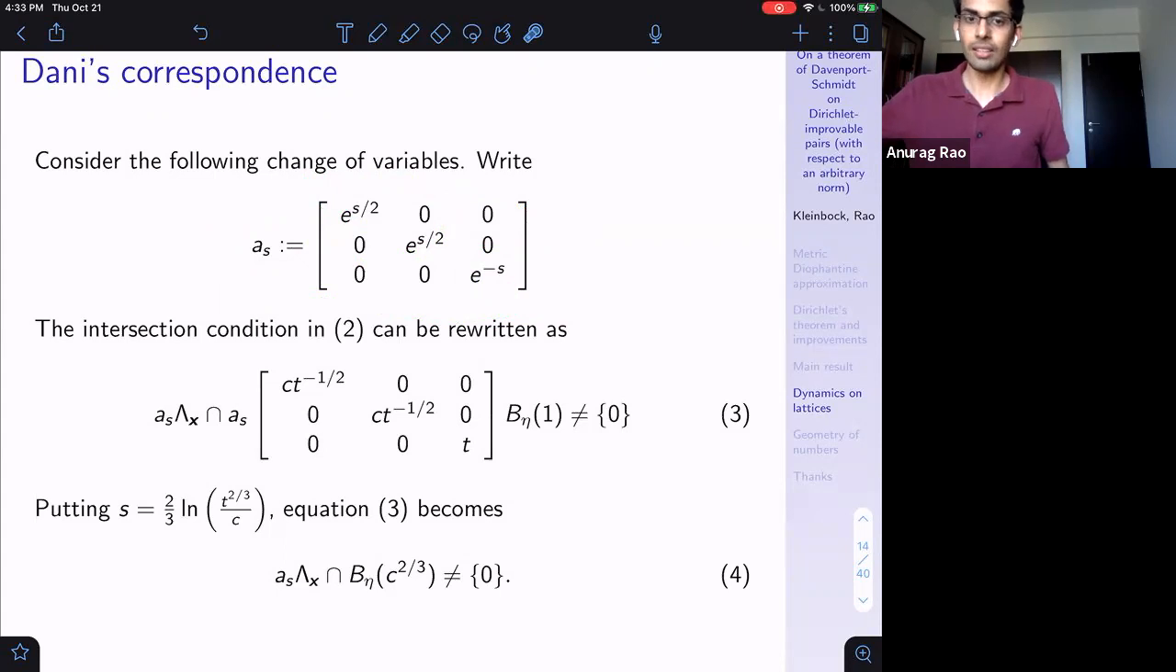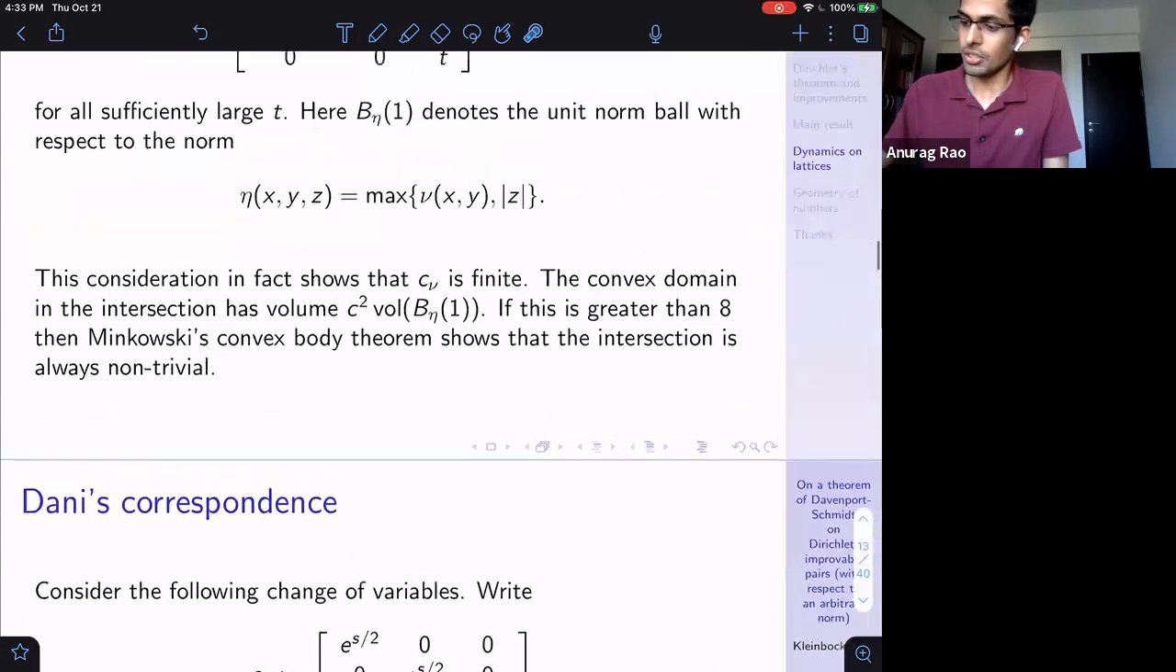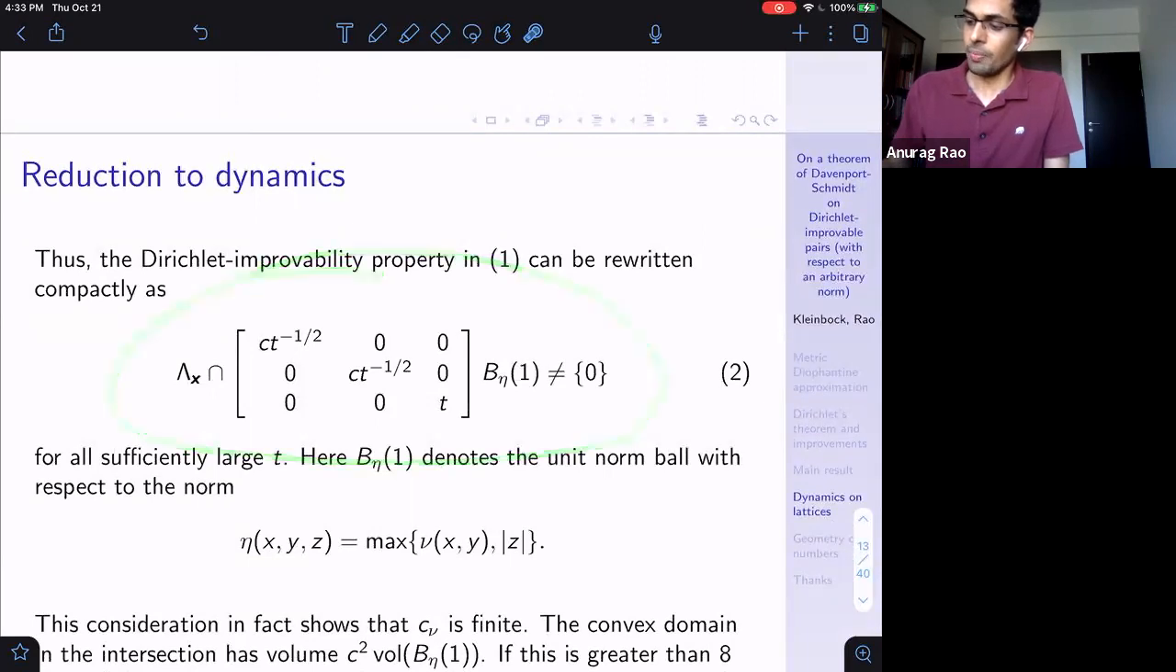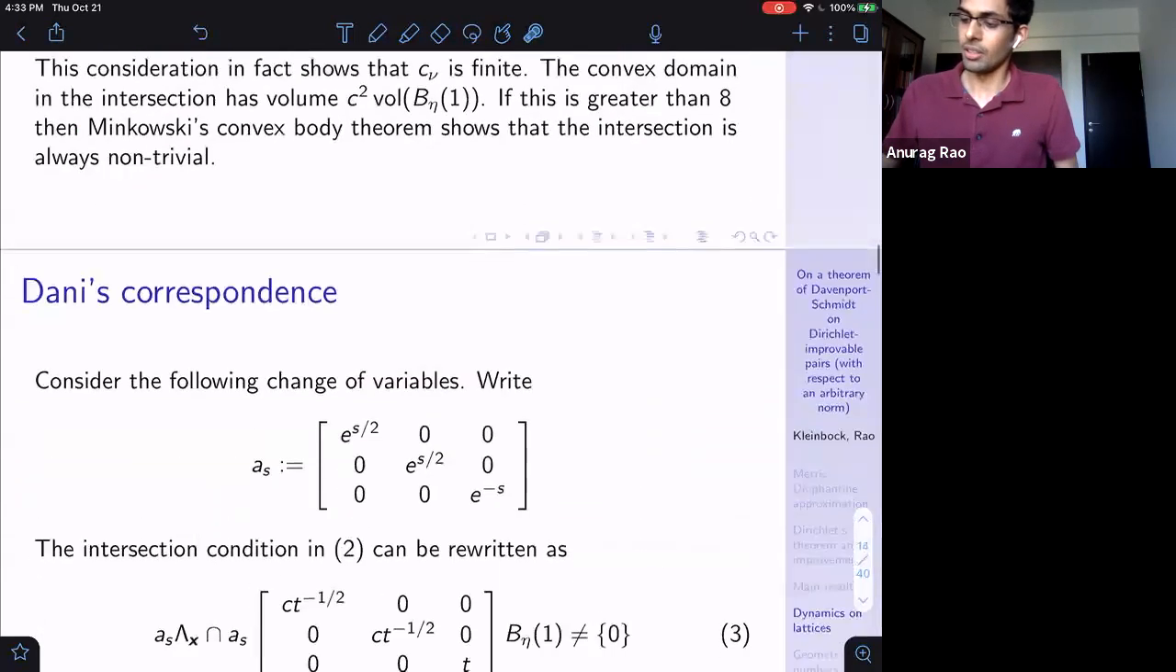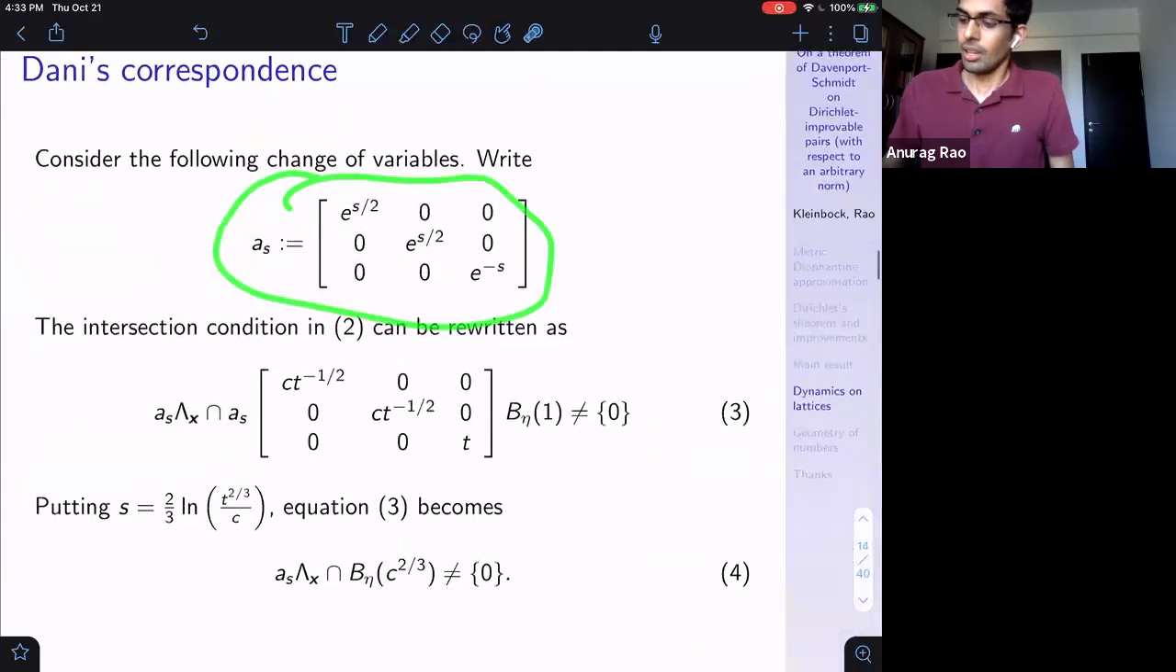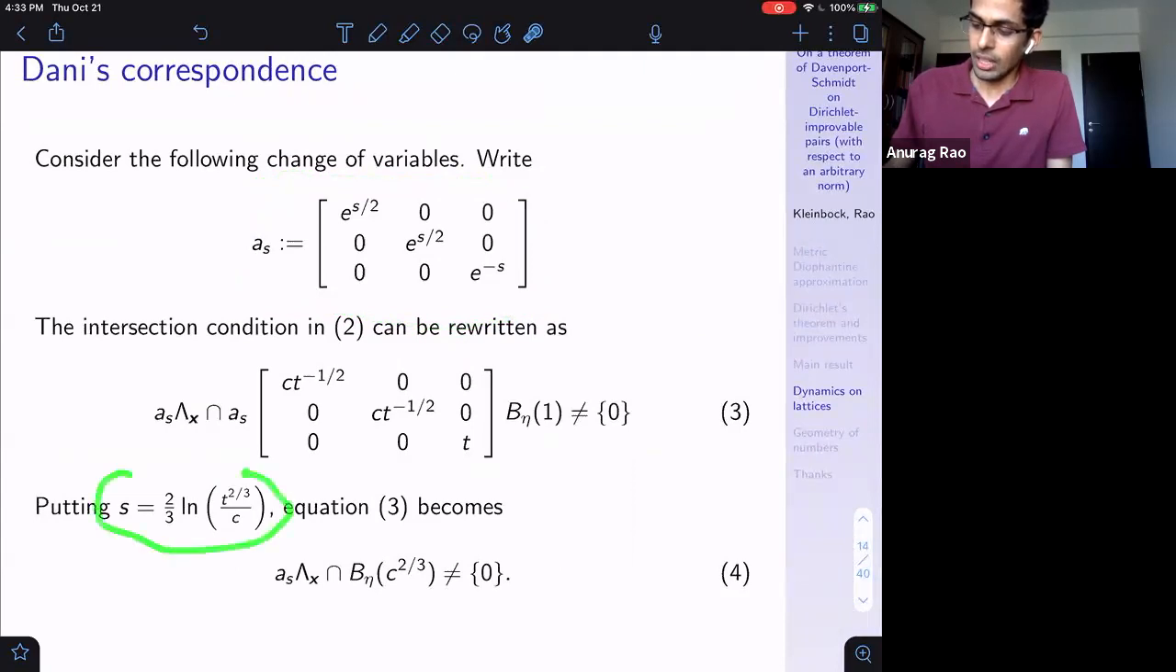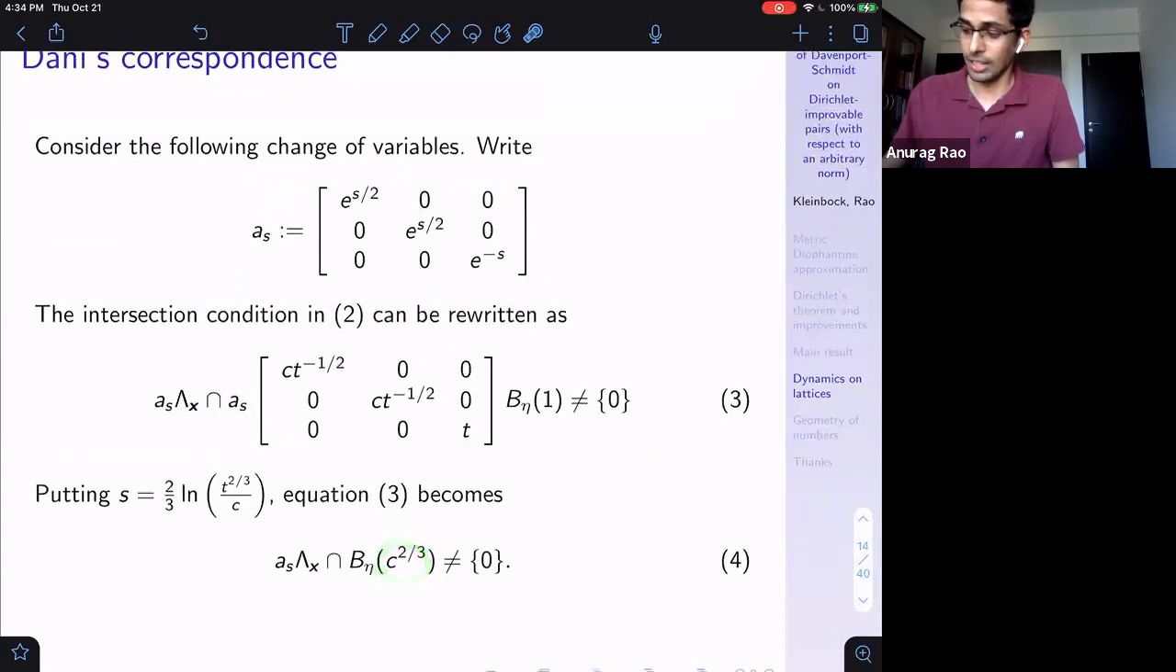So remember, we had this really thin cylinder. What I want to do is I want to normalize it. I want to transfer some of the motion from the cylinder to the lattice. Okay, so I have some intersection condition for Dirichlet improvability. I can multiply it by an automorphism of R3, in particular this automorphism. And if I choose S very cleverly in terms of T, I'll see that this matrix becomes diagonal with the same entry on the diagonal, or in other words, it becomes a scalar multiple of the identity. And that scalar multiple is actually c to the power 2 over 3, and I can just move the constant into the norm.